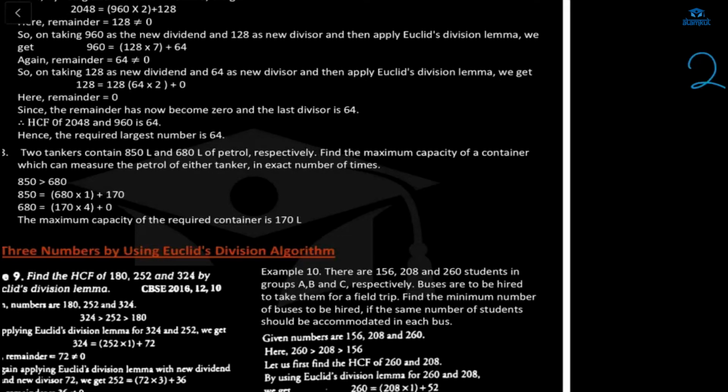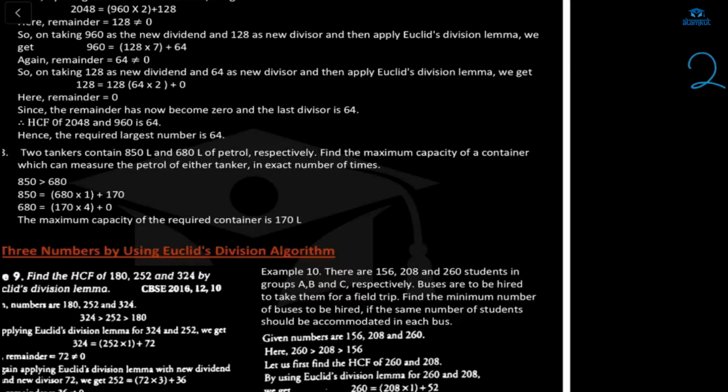And always, when you solve the question in your examination, do mention the statements, okay? That we are applying Euclid's division lemma here on 260 and 208. What we got is that the remainder is not equal to zero, so we are again taking this, okay? You will get all these steps in the notes in your app, okay? The different steps that you have to write, because in examination each step carries marks. Half a mark on each step is there. And I got the answer: 52.